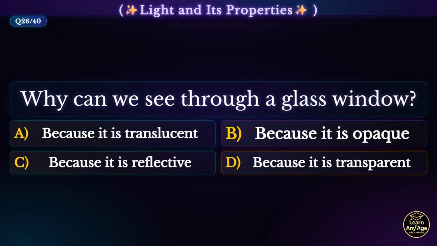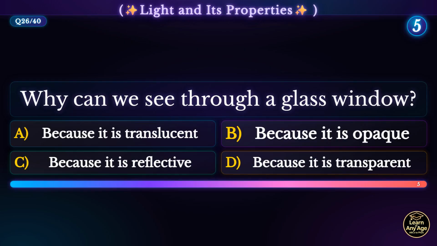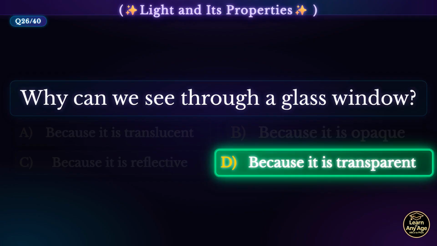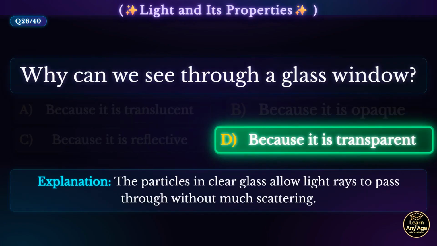Why can we see through a glass window? Because it is translucent. Because it is opaque. Because it is reflective. Because it is transparent. Because it is transparent. The particles in clear glass allow light rays to pass through without much scattering.